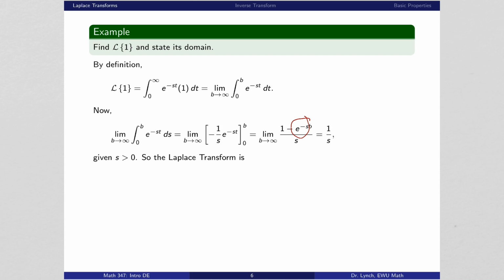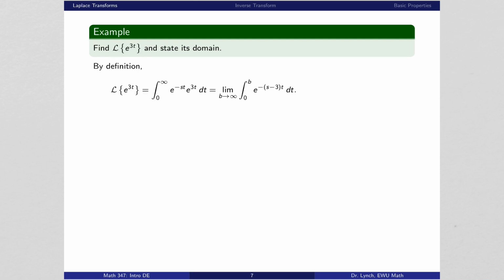So we say that the Laplace transform of 1 is 1 over s, and its domain is s greater than 0. Okay, our very first Laplace transform. Another Laplace transform, let's go ahead and have a look at the function e to the 3t. So let's find the Laplace transform of e to the 3t.